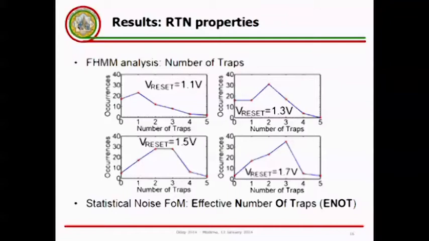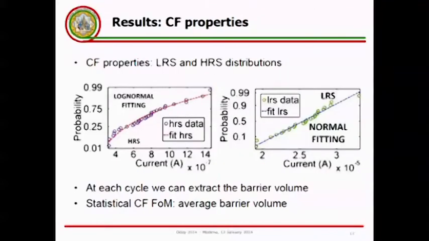Yet a statistical relation emerges if we look at these results over multiple successive switching cycles. Indeed, as you can see, for low reset voltages, most of the time the RTN is quite easy to analyze, one trap or two traps, but as the reset voltage grows, the noise complexity also grows, and we can define a statistical figure of merit for noise, which is the effective number of traps, simply the integral mean of these curves. We can also perform a kind of statistical analysis for the conductive filament properties, exploiting the compact model I showed you before.